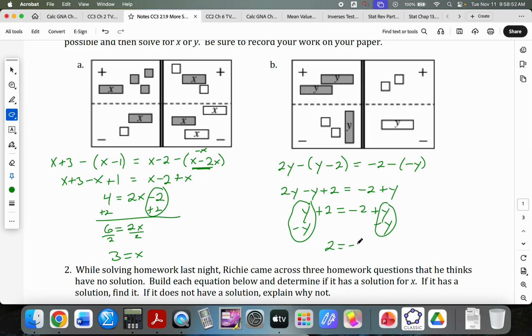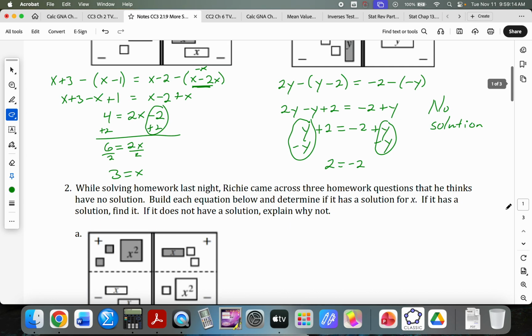Is 2 equal to negative 2? No, that's not true. So what do we say this has? No solution. Thank you. That's perfect. No solution. It doesn't matter what y is, you're never going to find one that makes those two sides equal to one another.